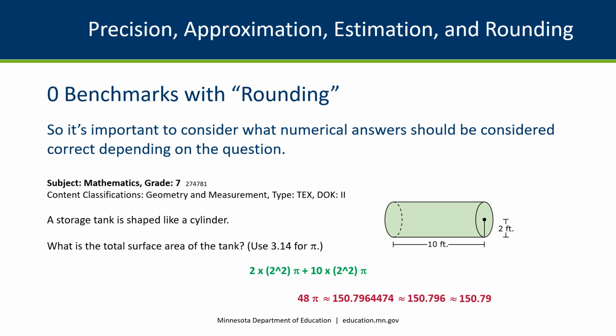What if we truncate that value to 150.79? Should we consider that to be correct? The student probably has done all the mathematics correctly. It's just, is truncating okay rather than rounding? But rounding would give a value of 150.80.